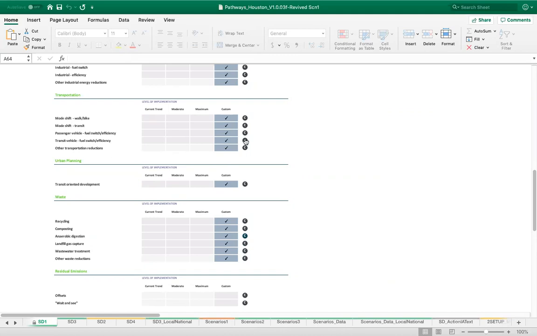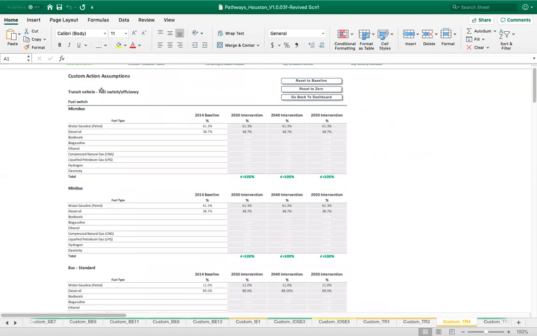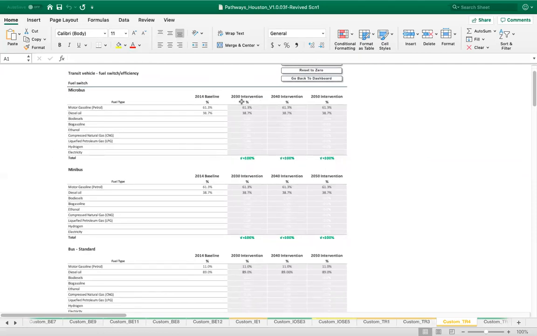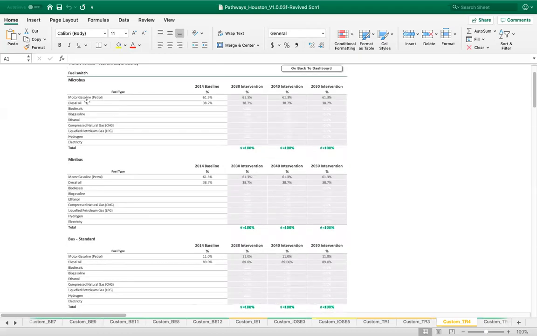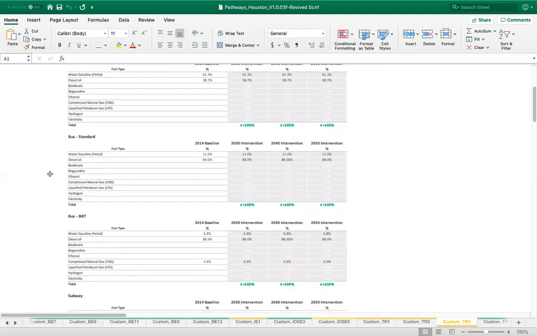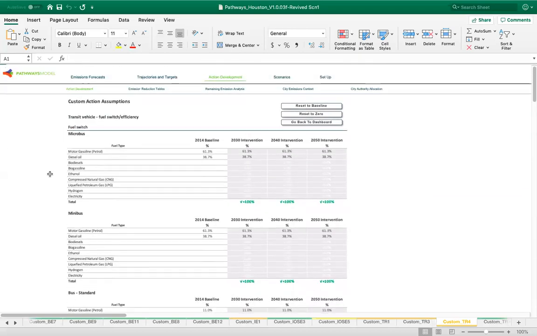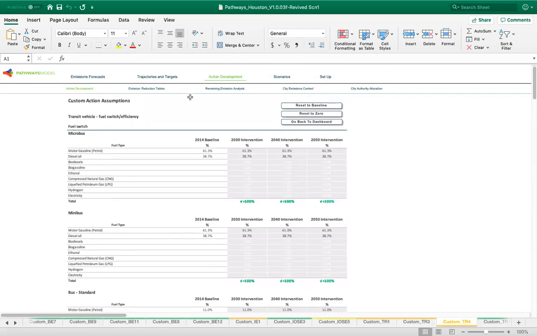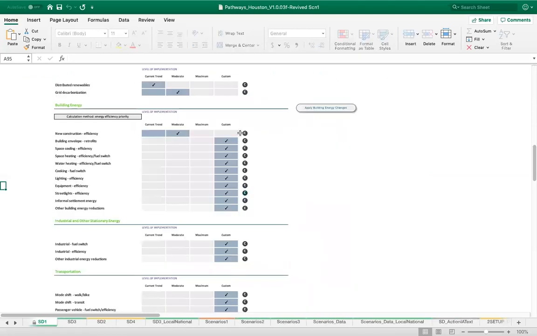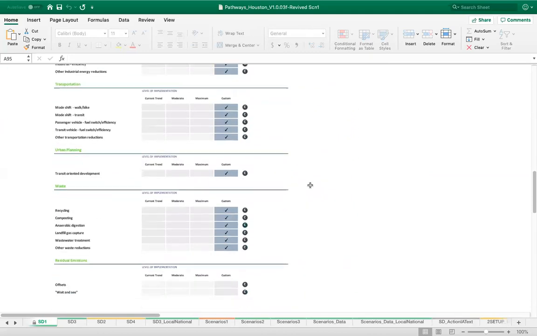So for example, if we're looking into fuel switch or change the efficiency of transit vehicles, you can specify what the changes are for each of the intervention years by the full suite of vehicle classes we discussed. So microbus, minibus, bus standard, BRT, subway, and so on and so forth. I don't want to go through everything in detail, but to give you the sense that through these custom settings, you do have the ability to change the details of the emissions reduction actions that are in place.